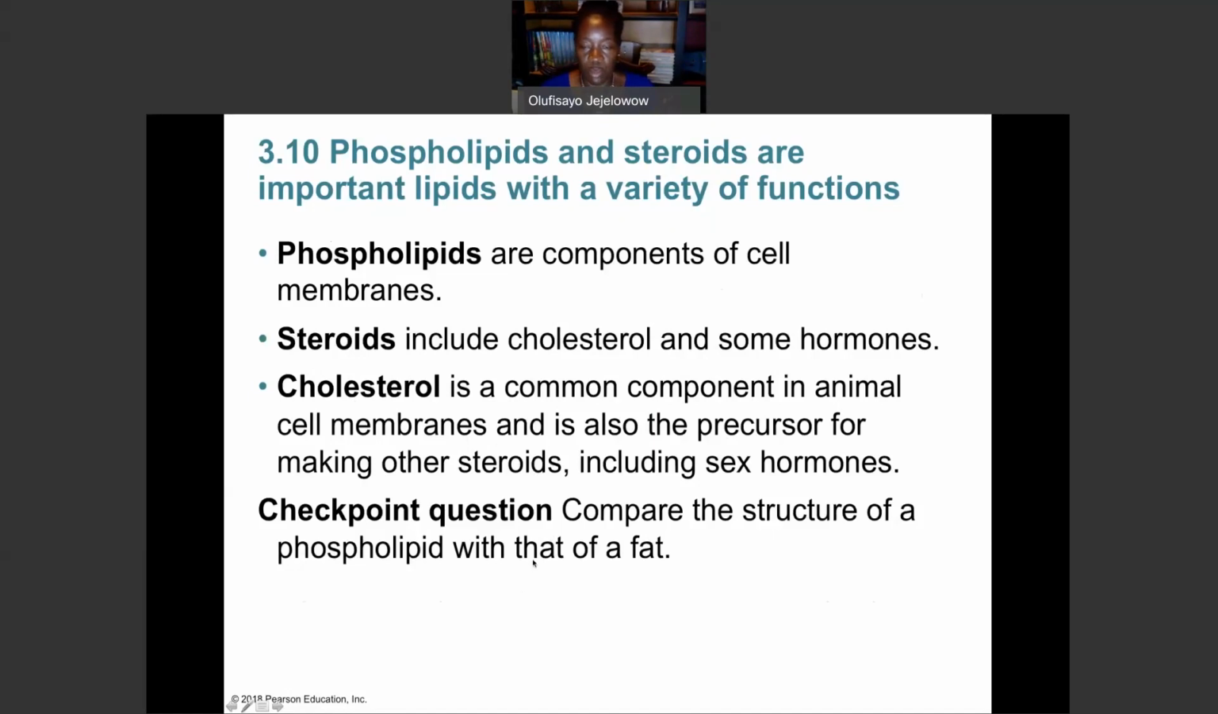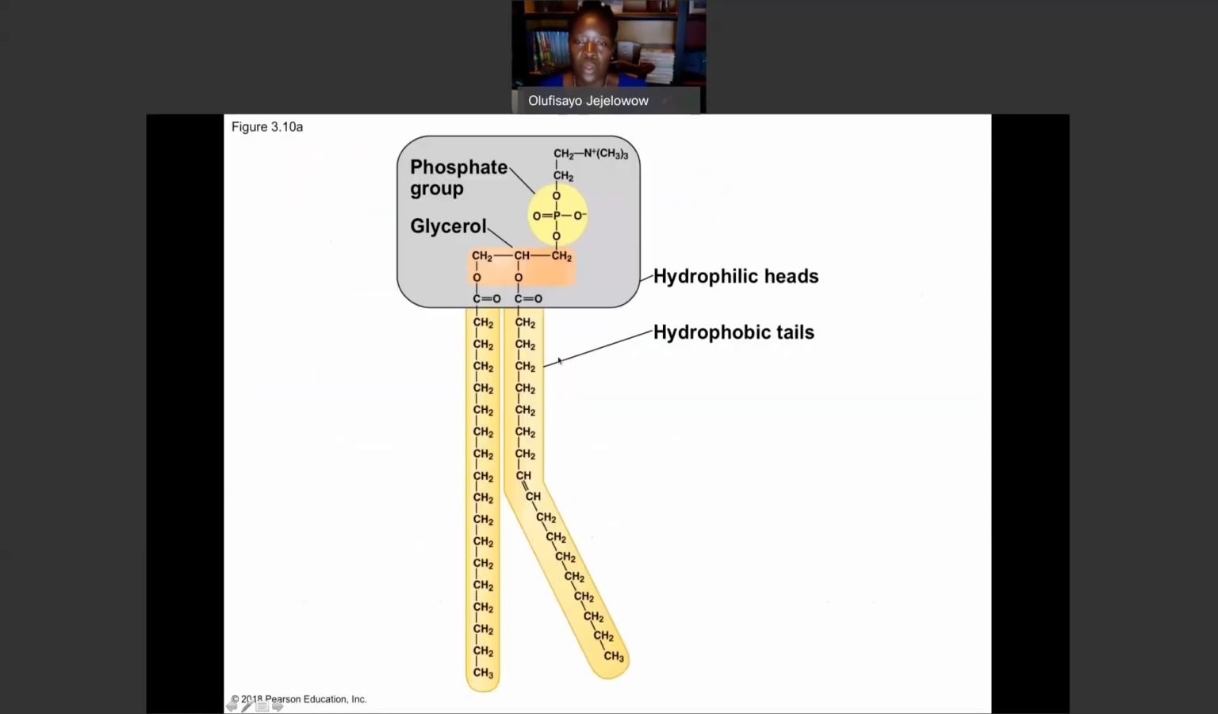So checkpoint question, remember to answer that. Compare the structure of the phospholipid with that of the fat. So we should say a phospholipid has a fat side, which is the glycerol and the fatty acid tails, but instead of being a triglyceride, a phosphate group will combine to the other end.